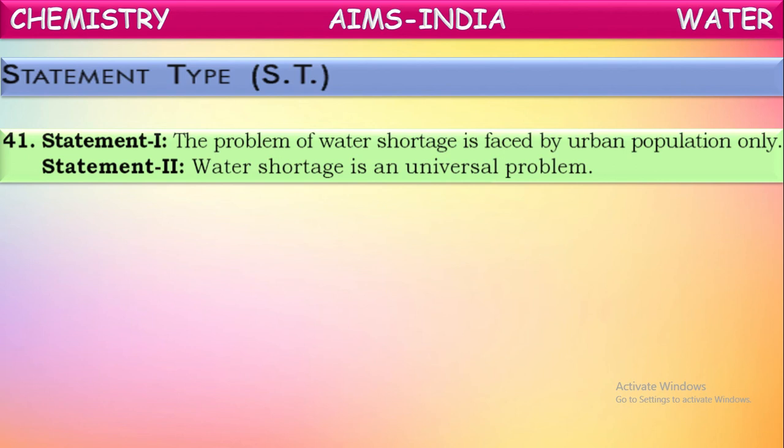Statement 2. Water shortage is a universal problem. Actually, to say this is correct. It's not one's problem. It is a universal problem. The people from all the places are facing this water scarcity because of overpopulation, excess use of water and scanty rainfalls. Because of all this, we are getting the problem of water shortage. It is not one's problem, it is a universal problem.